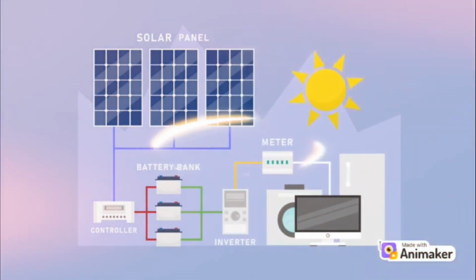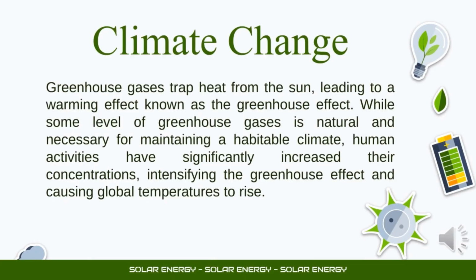The meter then measures the electricity generation and consumption. The electronic items in the house are powered by the solar-generated electricity. This setup allows house owners to harness renewable solar energy, reduce dependence on the grid, and potentially save on electricity bills, while contributing to a more sustainable and environmentally friendly energy source.